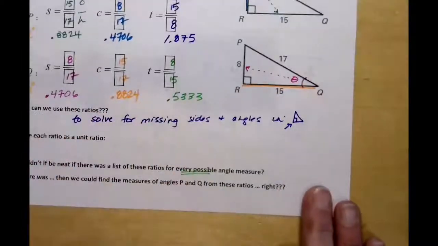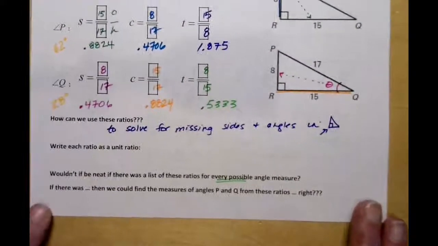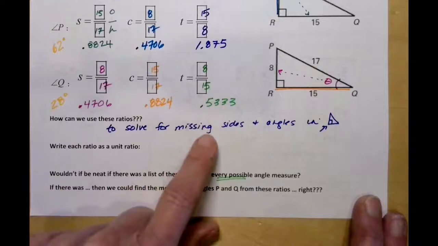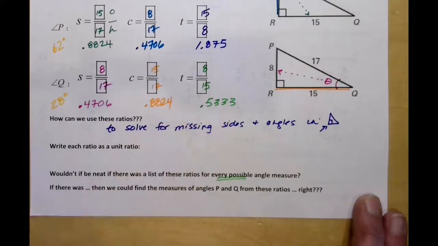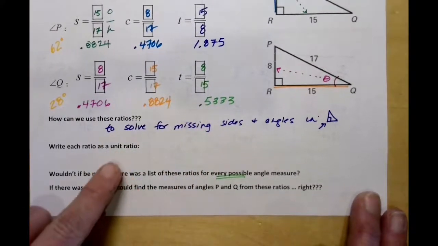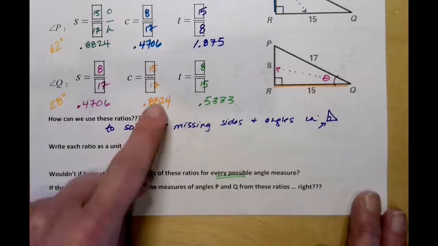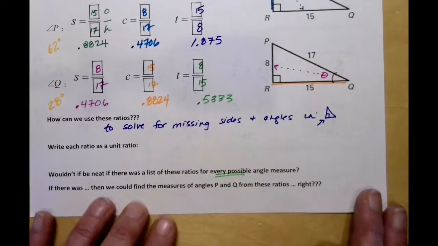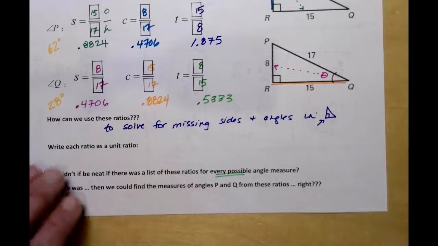So how can we use these ratios? I can solve for a missing side by getting the unit ratio. I can solve for the missing angle by using that ratio in my chart. All right, we're going to do some practice. Are you ready?